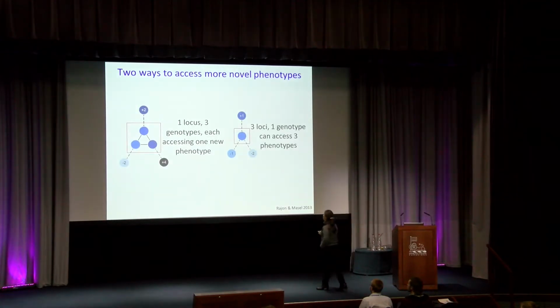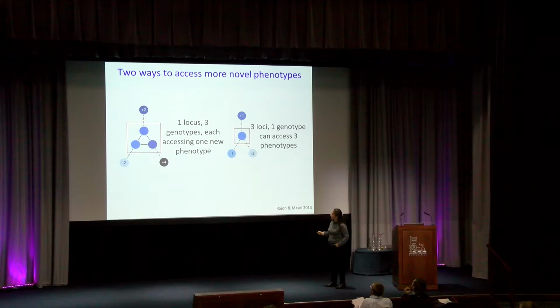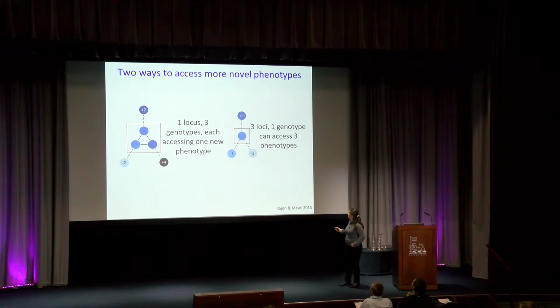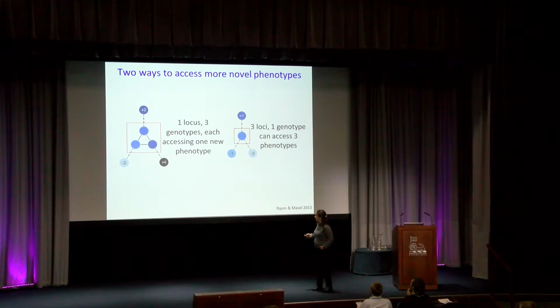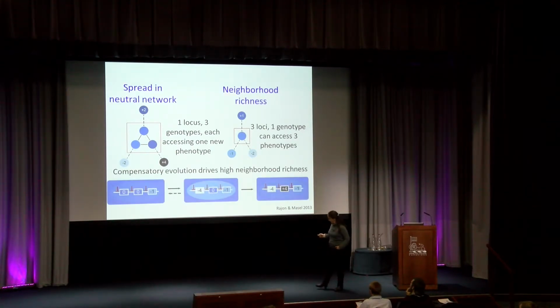So we have these 2 views. You can think of one locus only, genetic diversity, accessing the ability to access one new phenotype with the neutral network perspective here, and then this other perspective, no genetic diversity but multiple loci, and that particular genotype can access all 3. And so we'll call them spread and neighbourhood richness.